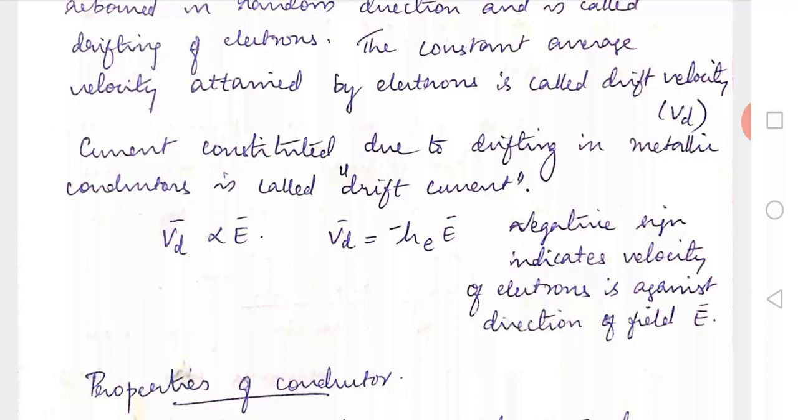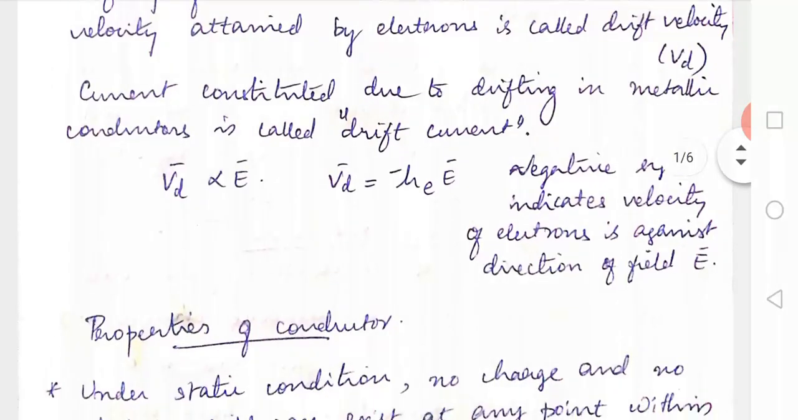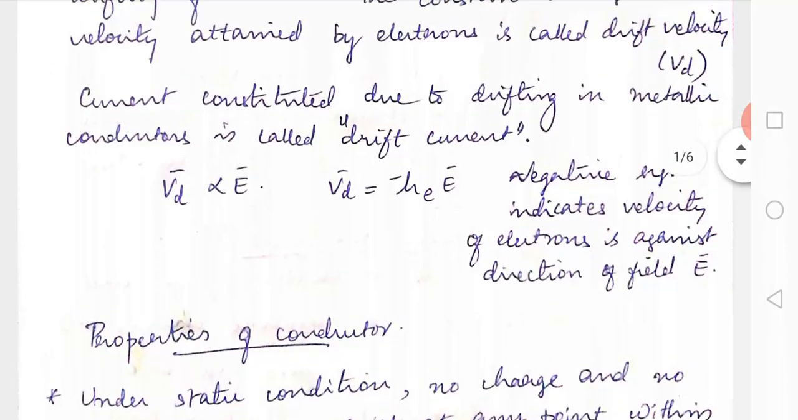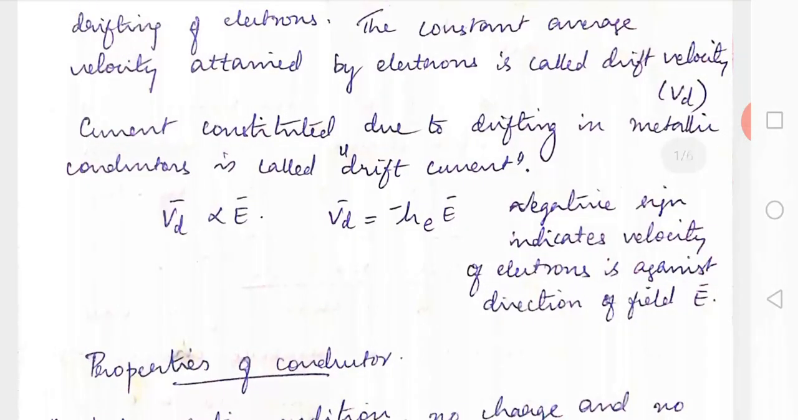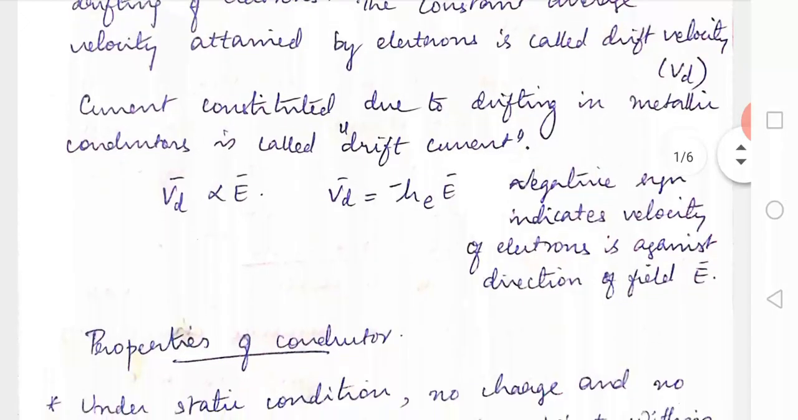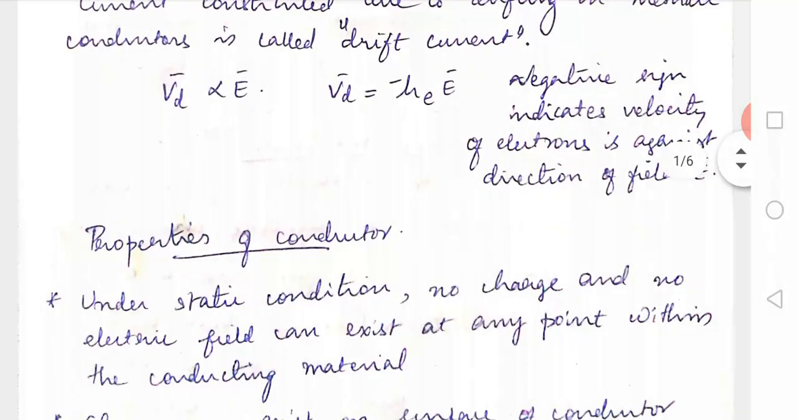So vector Vd is proportional to vector E. What is vector E? That is already known. Vector E is the electric field, and Vd is proportional to E. To make the proportionality sign an equality, Vd is equal to minus mu e E. And what is minus mu e? It is a constant. And why negative? It represents that the velocity of electrons is against the direction of field vector E.